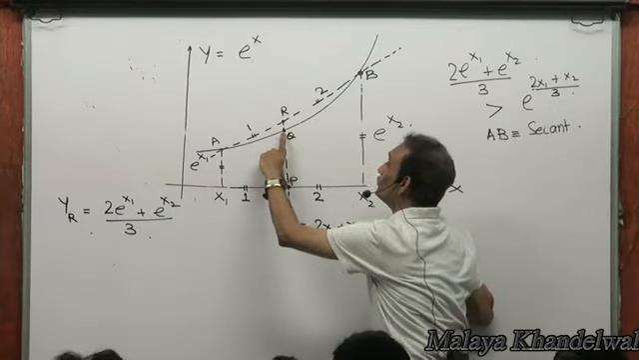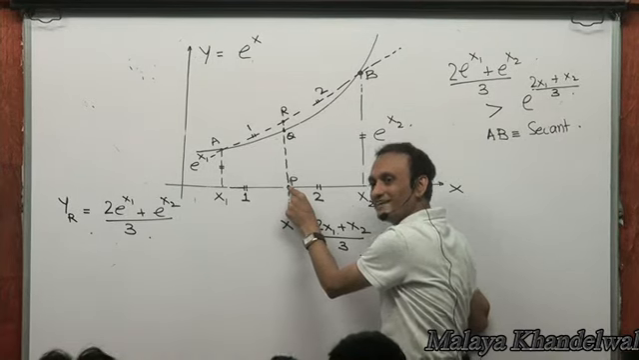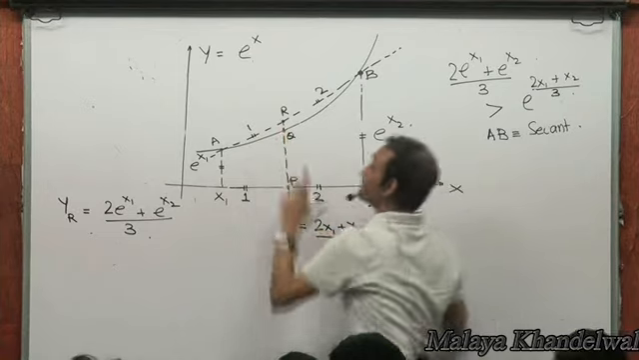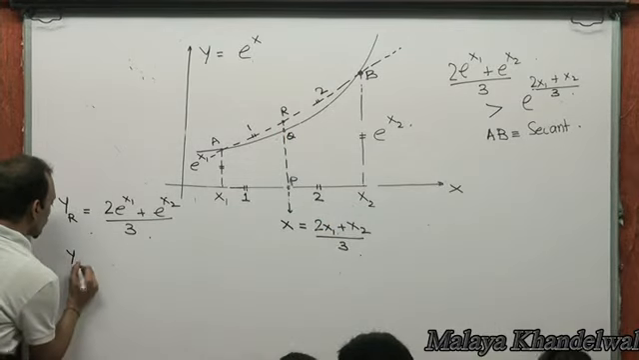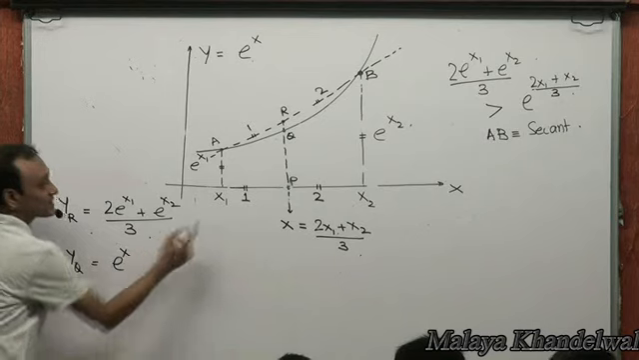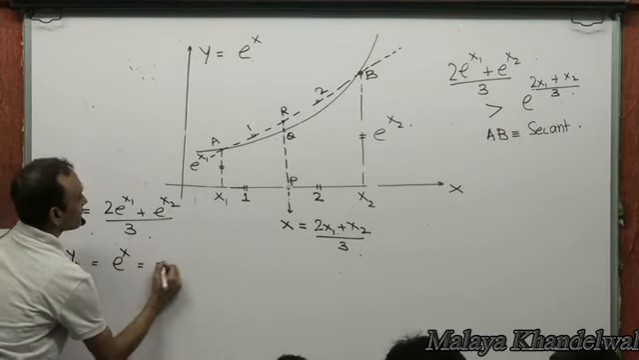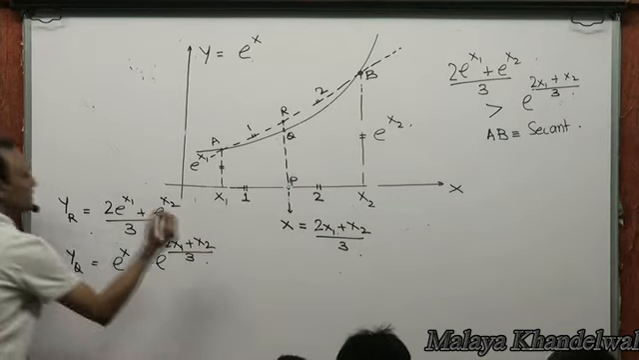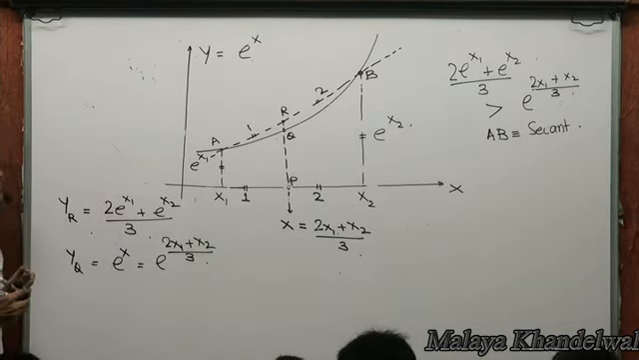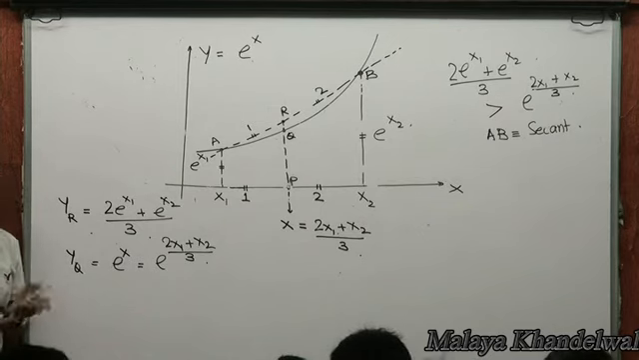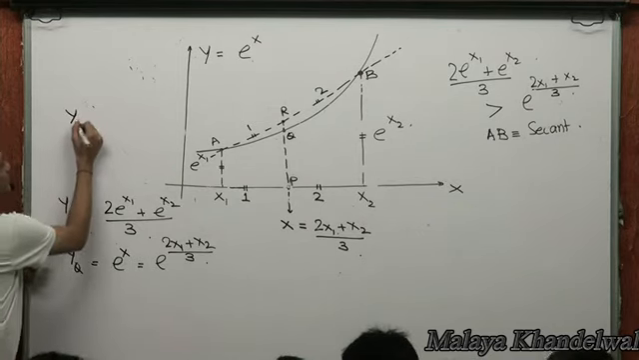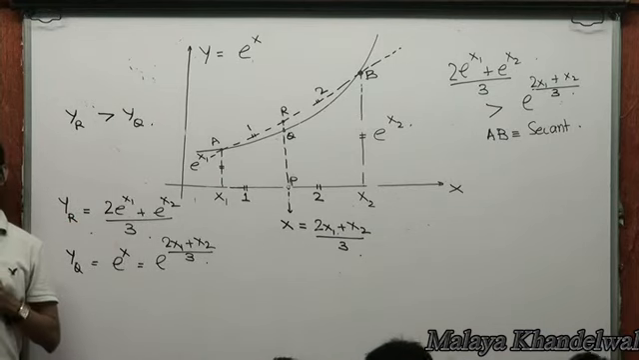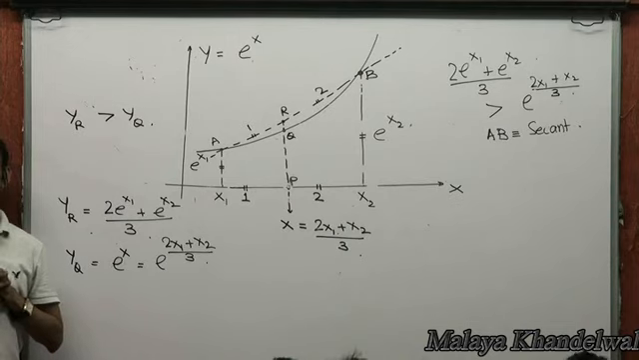Hey, this part obtained, right? And y of Q is e power x of P. Yes or no? This length is e power x. So y of Q is actually e power x, this x, which is like e power (2x1 plus x2) by 3. Hey, which is bigger, y of R or y of Q? Y of R is bigger than y of Q. Got me?